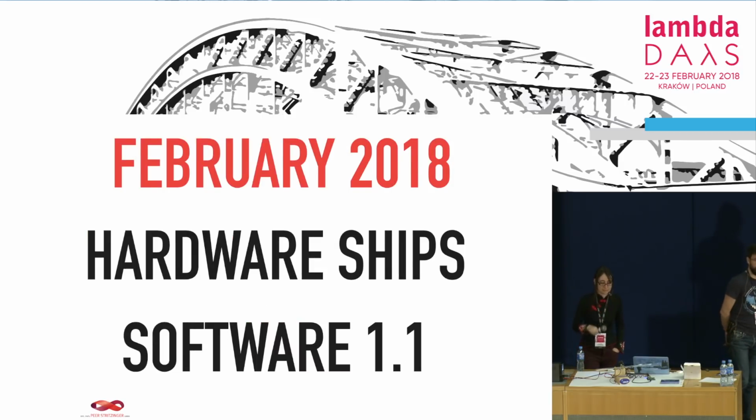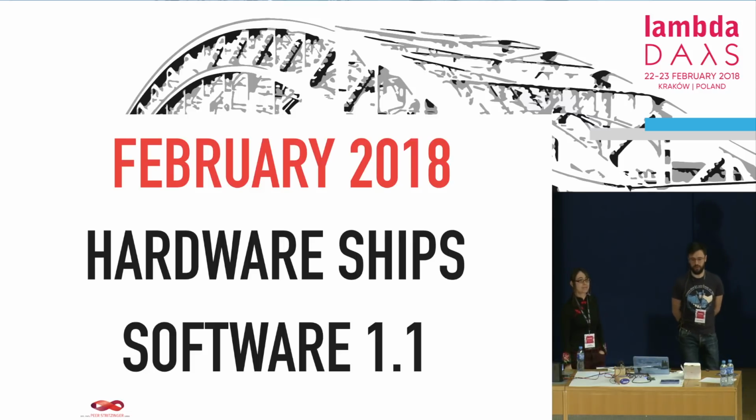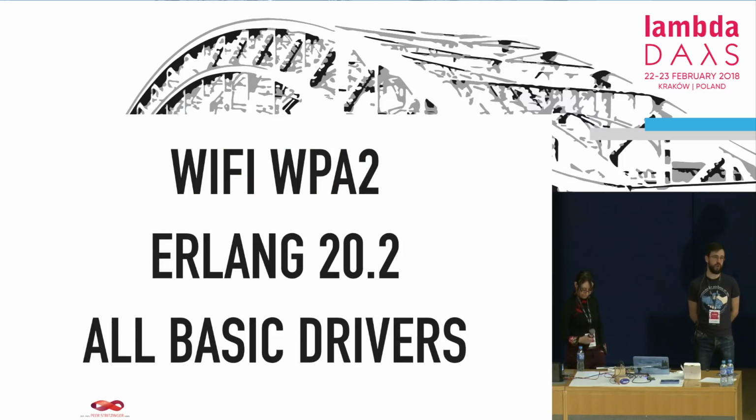So for February right now, for the GRiSP project, we're already shipping the hardware since last year, and we're working on releasing the next version of the runtime, version 1.1, with the latest drivers and fixes. And so what we have working is Wi-Fi, WPA2 encryption, and the latest version of Erlang is running with crypto, so you can do things like HTTPS.